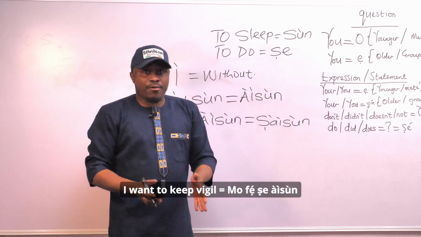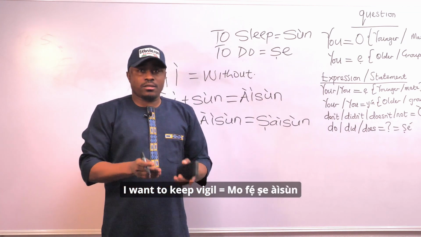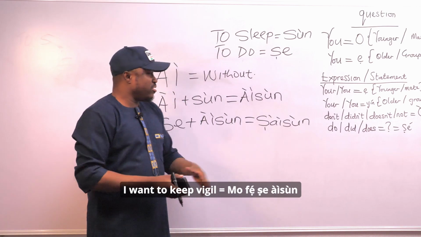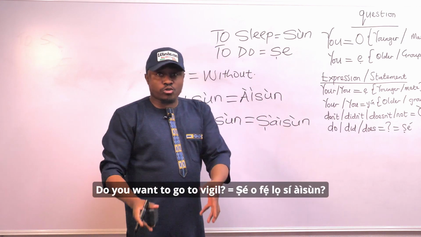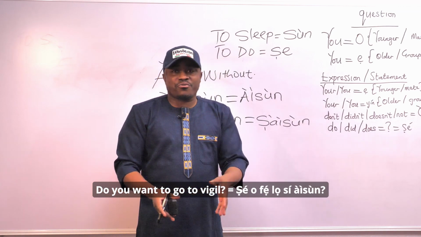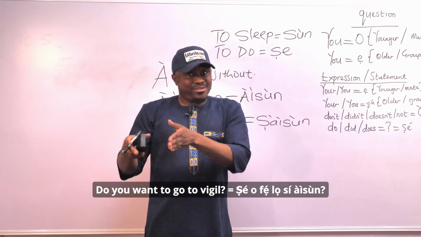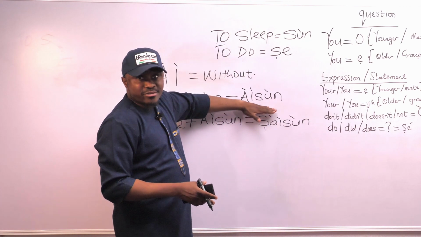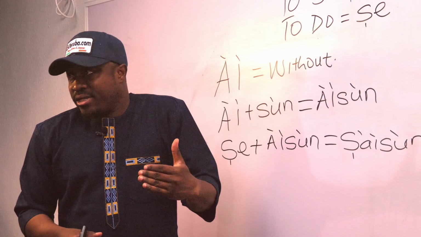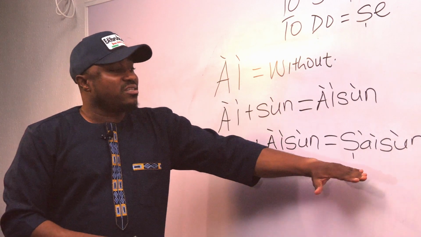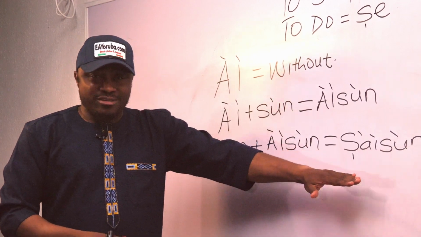So if you say I want to keep vigil, you are saying mo fẹ́ ṣe àìsùn, or you just go by mo fẹ́ ṣe àìsùn. Right. So do you want to go to vigil? Ṣé o fẹ́ lọ sí àìsùn? That means you're going to àìsùn, the noun. Then if you want to do it, the action of it is ṣe àìsùn or ṣàìsùn.